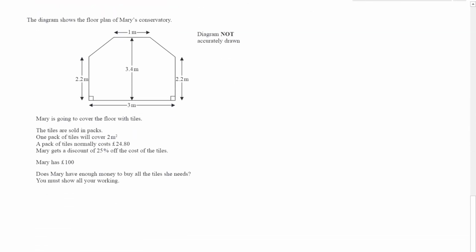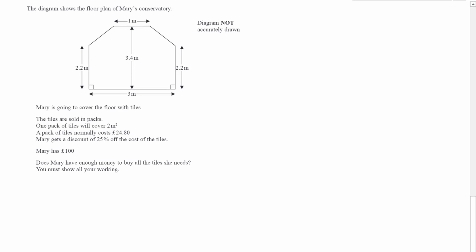Okay, and finally, in a more practical but also a slightly more difficult example, this diagram shows the floor plans of Mary's conservatory. Mary is going to cover the floor with tiles. The tiles are sold in packs. One pack of tiles will cover 2 meters squared and normally costs £24 and 80 pence. Mary gets a discount of 20% off the cost of the tiles. She has £100. Does Mary have enough money to buy all the tiles that she needs? You must show all of your working.